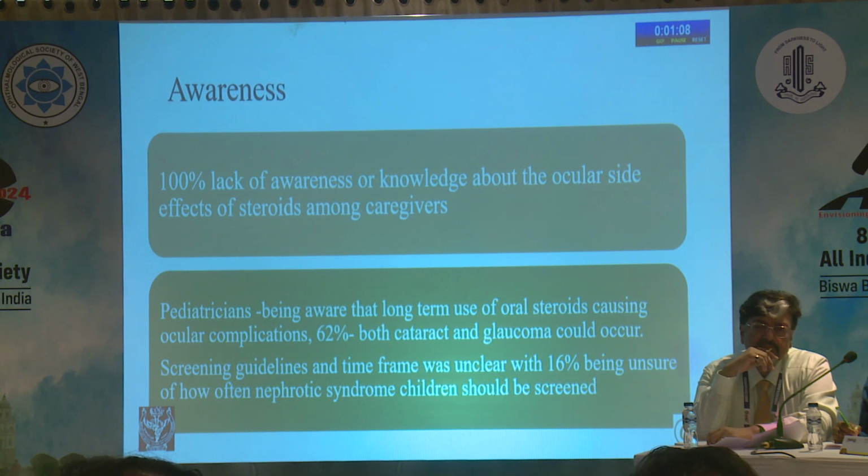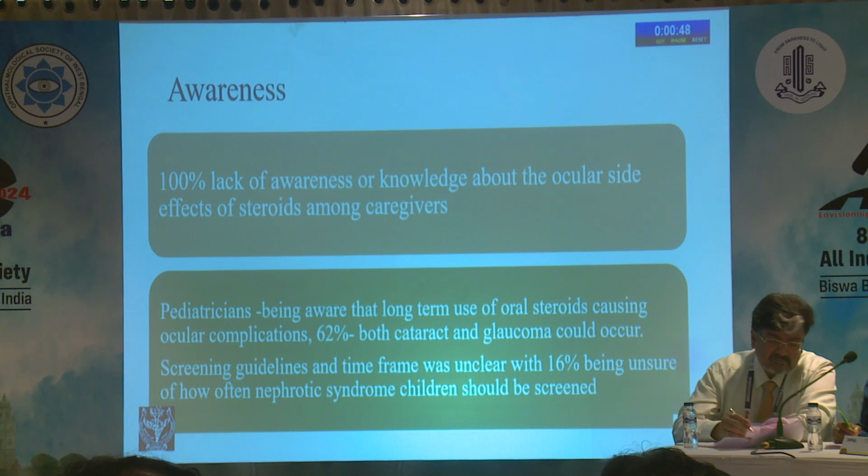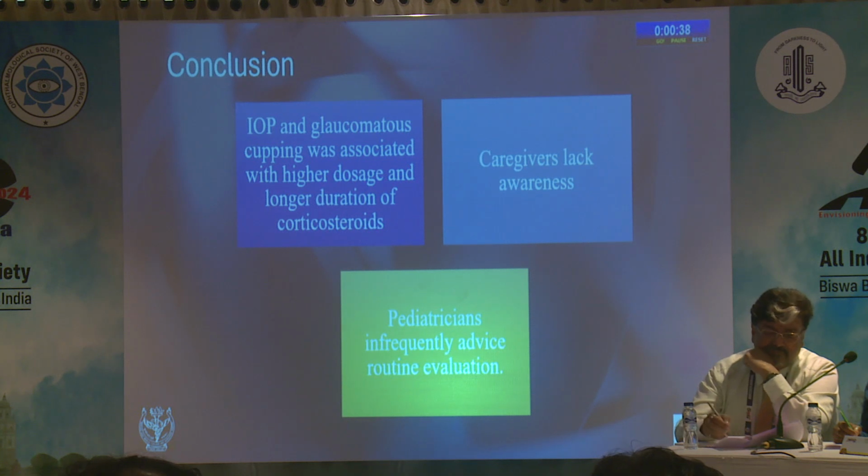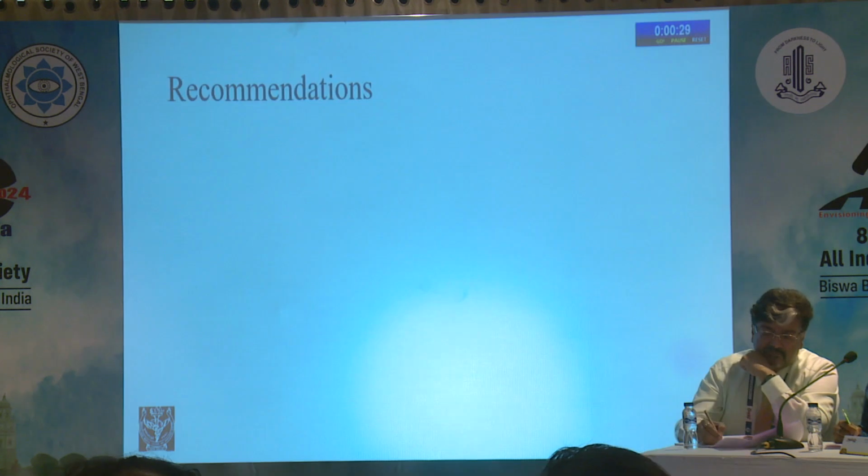Around 100% of the caregivers were not aware of the ocular side effects of oral steroids, whereas when we assessed pediatricians, almost all of them were aware of the side effects, although only 62% reported that they are aware that both cataract and glaucoma can occur with oral steroids. Screening guidelines and time frame were unclear, with 16% being unsure of how often a child with nephrotic syndrome should be evaluated. In conclusion, IOP and glaucomatous cupping were associated with higher doses as well as duration. Caregivers were lacking awareness, and pediatricians were infrequently advising routine evaluation.